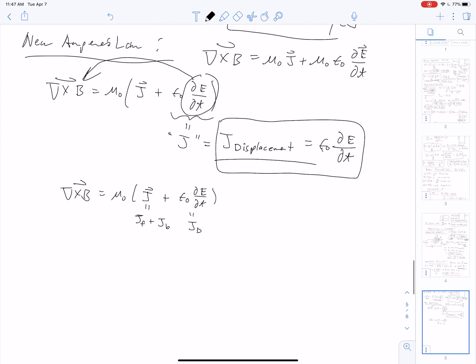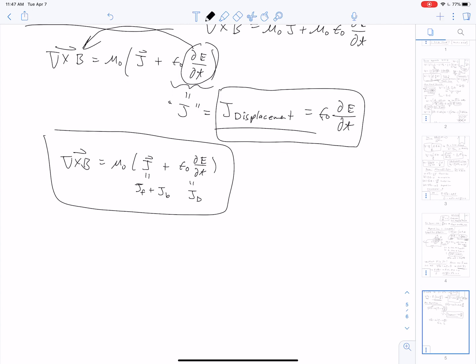And now you can see how this fixes Ampere's law for that funny situation that I had before, where I had the battery and I had the capacitor, and I said that there was a switch and a resistor, and the switch came down. Then I got some current, I, and then we made that loop. Remember, we made that loop here.